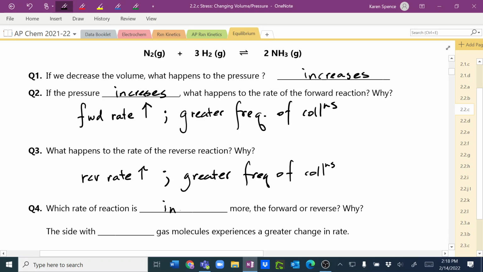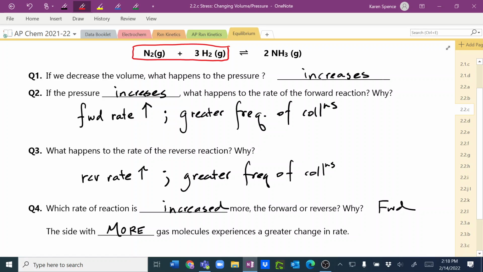Which rate is increased more? The forward or the reverse? The forward is going to be increased more. And it is because the side with more gas molecules experiences a greater rate of change. And if we look, how many gas molecules are on the left-hand side? In red, 4 gas molecules. And over on the right-hand side, how many gas molecules? 2 gas molecules. So whatever effect is felt, it will be felt more by the side with more gas molecules.